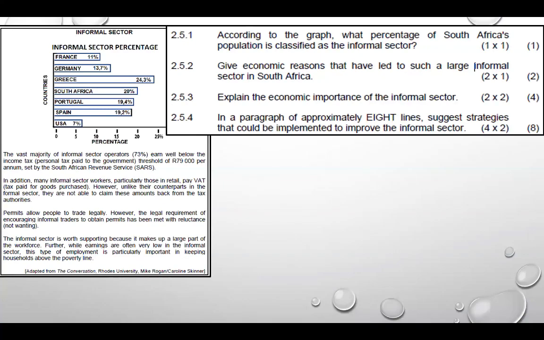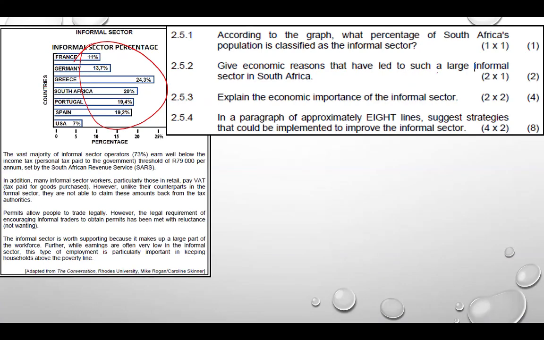Now, let's quickly go to informal sector. You should be able to define an informal sector. What is an informal sector? It simply refers to all unregistered businesses. According to the graph, what percentage of South Africa's population is classified as the informal sector? So according to the graph, this is what you do. You look at the percentages that are given there.